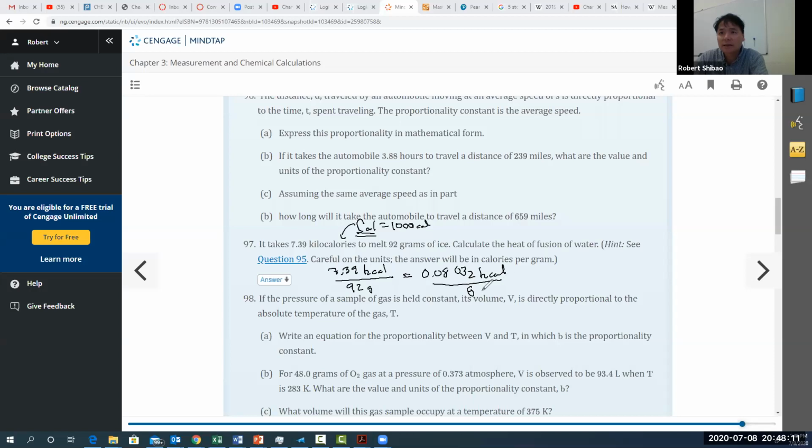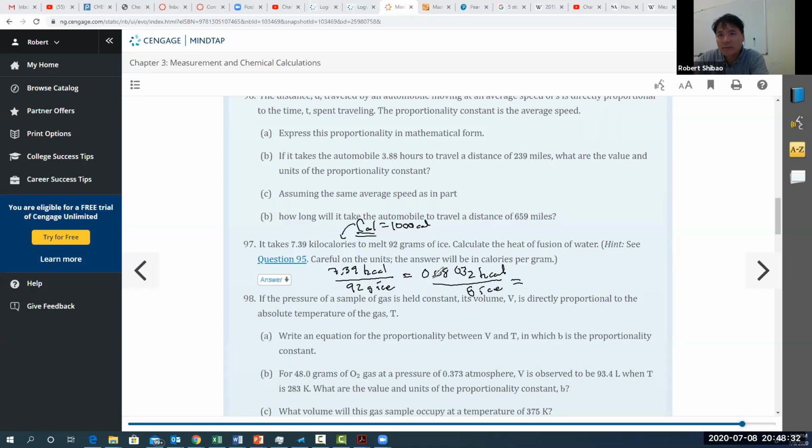This is ice. So this is a gram of ice. We should be more specific as we get more advanced. This isn't good for everything. It's only good for ice. If we want to melt gold, it's going to take a lot more heat probably to melt gold than ice. That's for sure. Kilocalories is not a convenient unit for this.